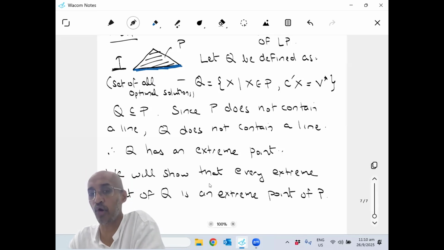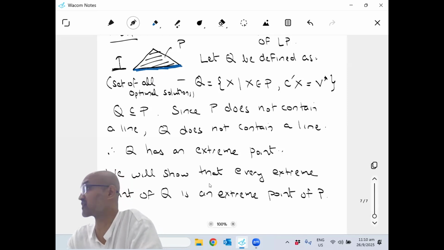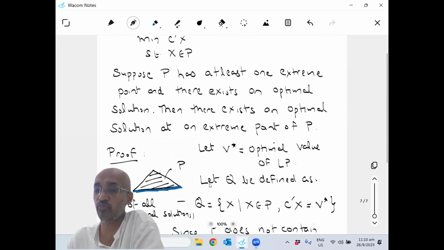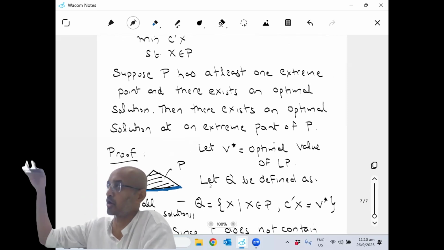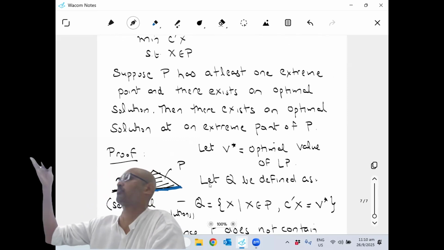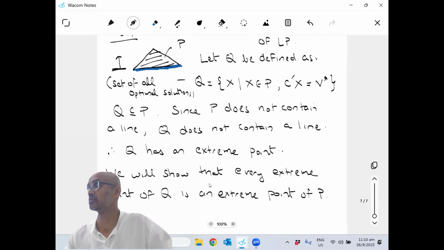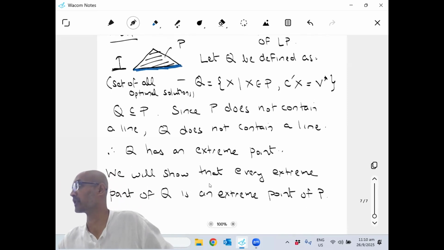If every extreme point of Q is also an extreme point of P, then we are done, because all these points are also optimum. There is an extreme point of the original polyhedron which is optimum. Is that clear? Yes or no?